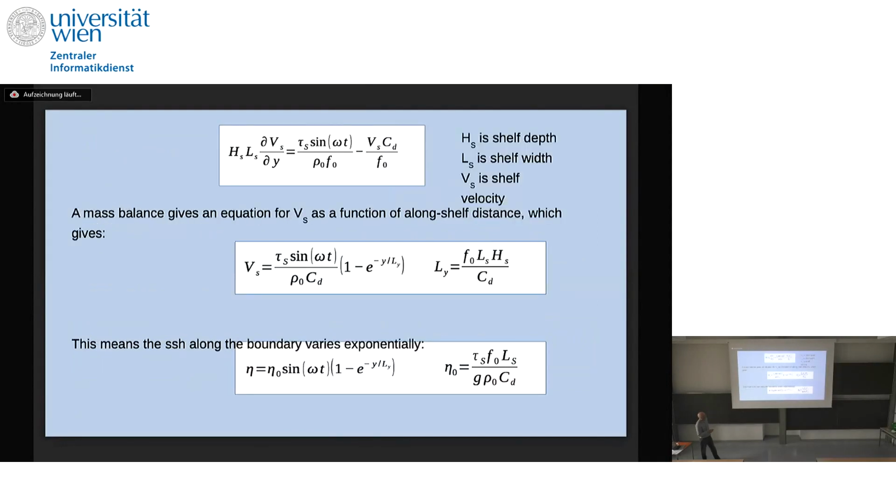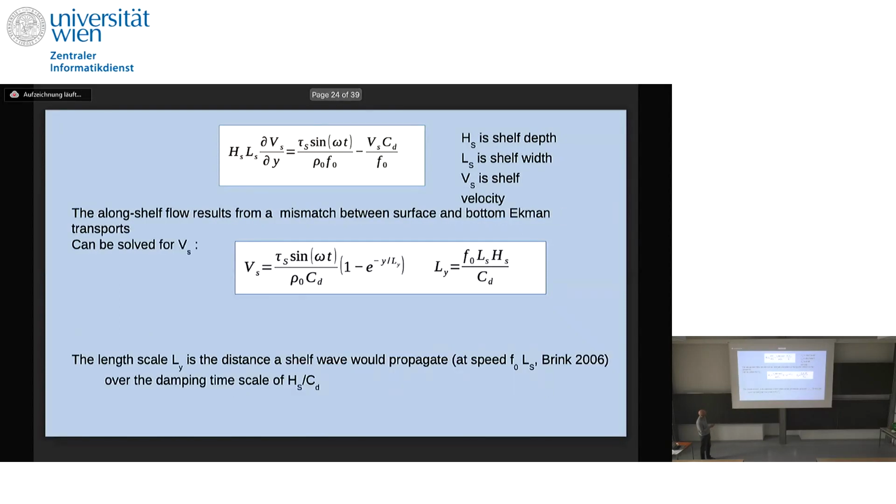There. L sub y we can interpret as f naught times L. That's roughly the shelf wave speed times the damping time scale, the depth of the shelf over C sub d. So that's the distance a shelf wave propagates before it gets damped by bottom friction. So this is what I just said.